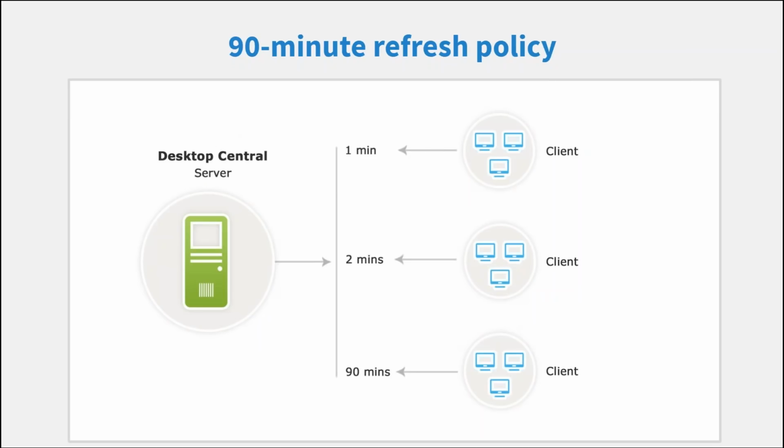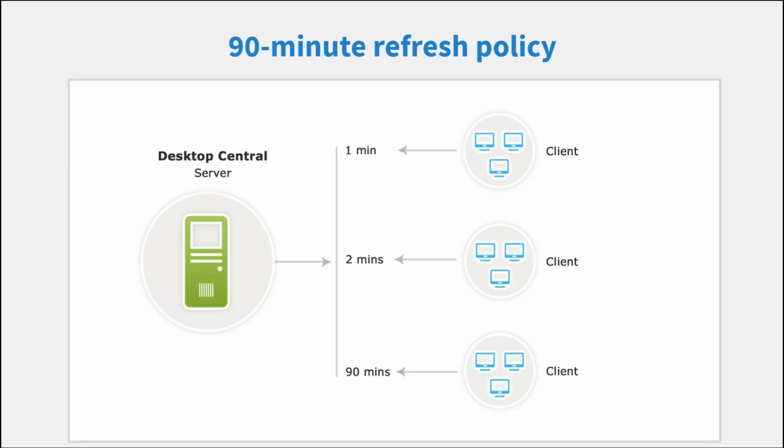So here comes the 90 minutes refresh policy. What is the 90 minutes refresh policy? How is it going to help you out in managing your CPU performance as well as the bandwidth? Desktop Central architecture is scalable to manage different networks and even larger networks of up to 20,000 machines. This is possible because of the refresh policy we use. Let me explain this in simple terms.